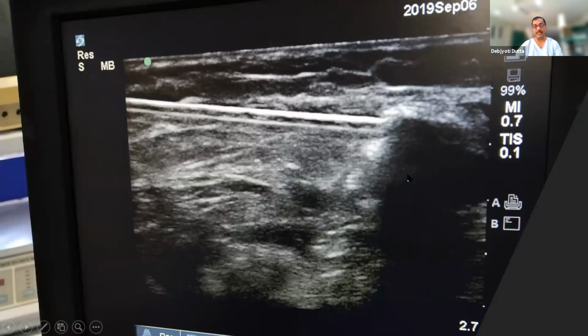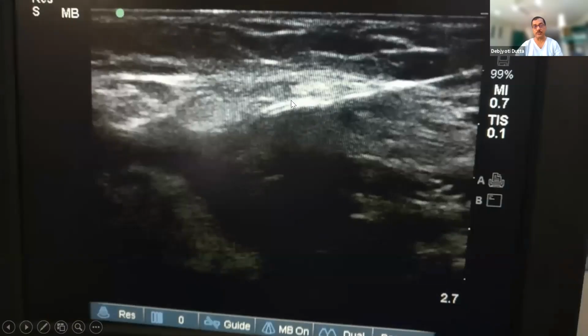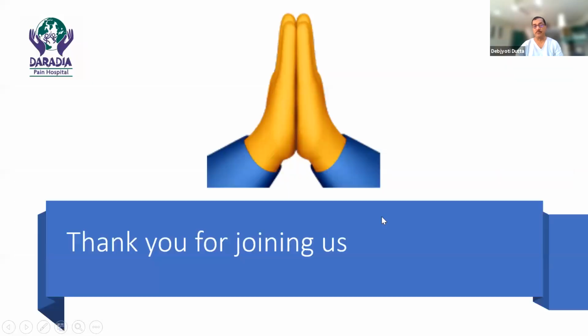So here also, see another genicular nerve. You can see the needle is there, and as soon as we are trying, you can see the ice and the acoustic shadow under the ultrasound. So here is another. You can see the big ice. This is a scar neuralgia. You can see the big ice and the acoustic shadow. So that is very important.